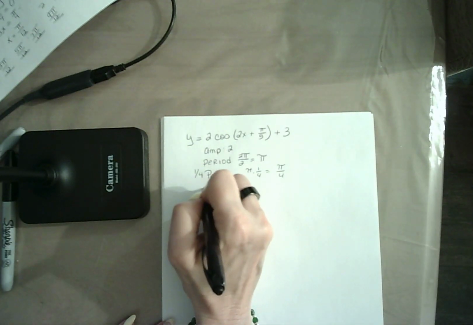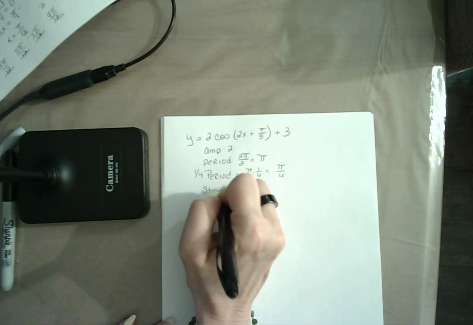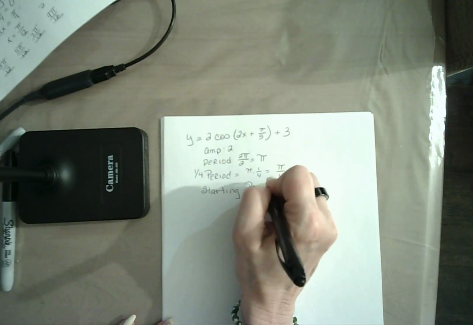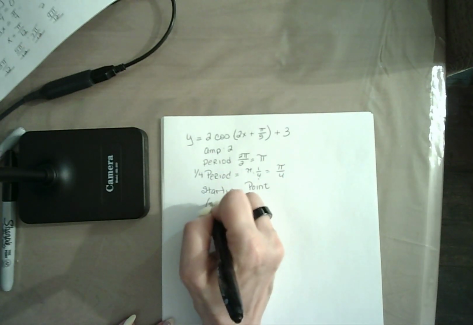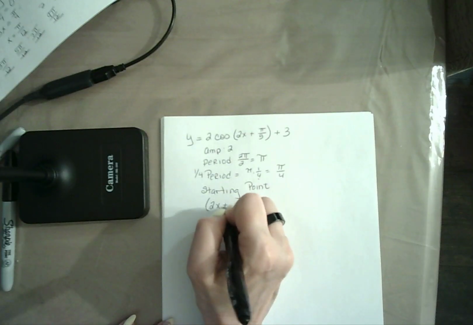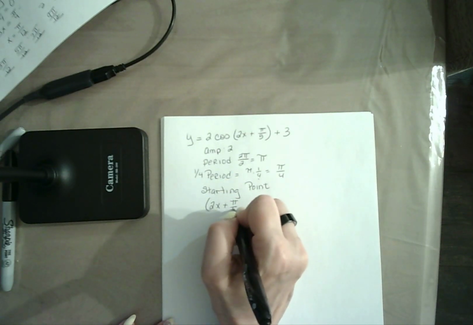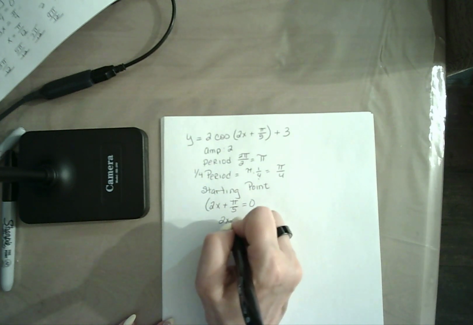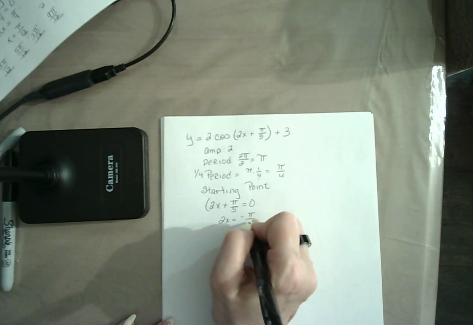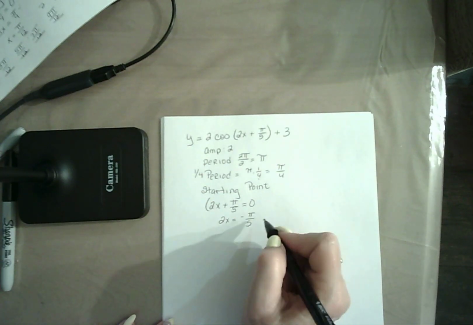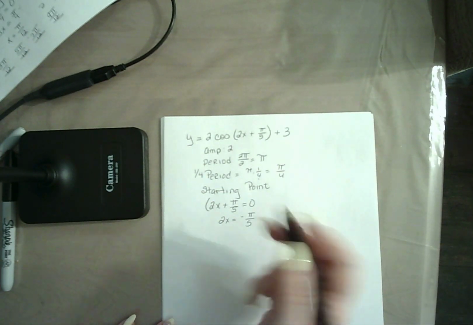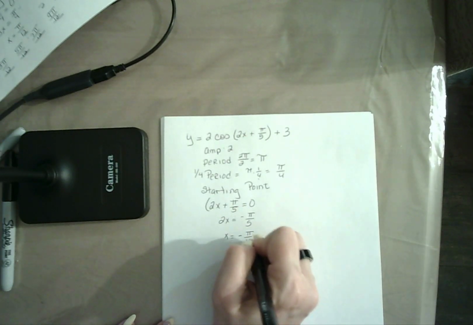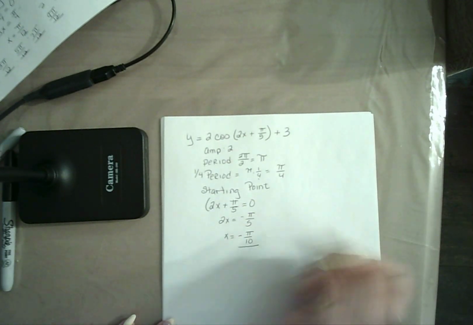And now let's find our starting point. Our starting point is going to be 2x plus pi over 5, I didn't need those parentheses, equals 0. 2x equals negative pi over 5, divide by 2, so I multiply by 1 over 2, x equals negative pi over 10. Now, here's where we start.